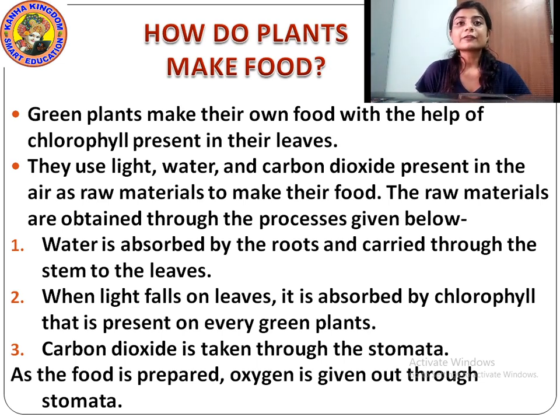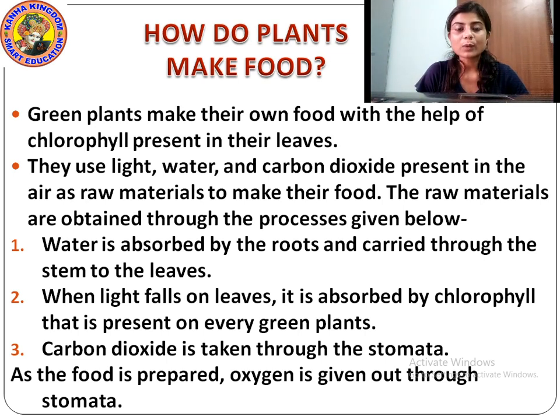Okay, as the food is prepared, oxygen is given out through the stomata. When the food is prepared in the leaf, the oxygen is given out through the stomata. Understood? So these are the raw materials that are obtained by the plants. And how are they obtained? Water is obtained from the soil by the roots of the plant.